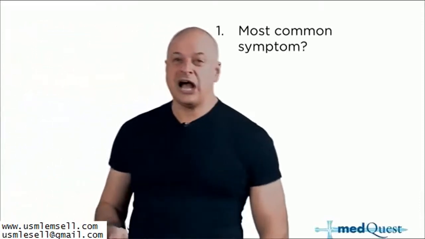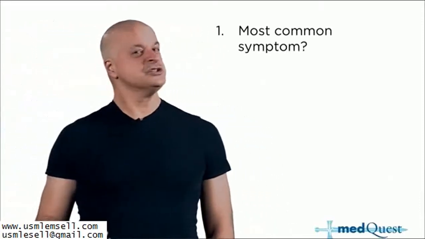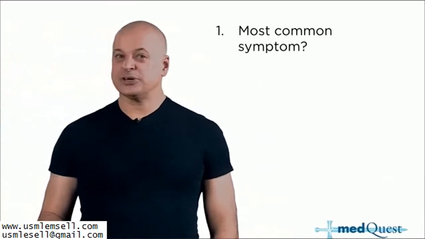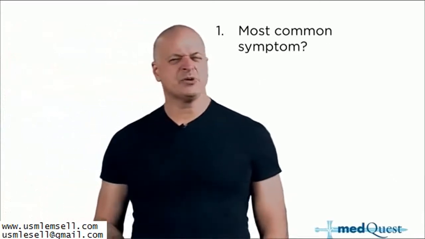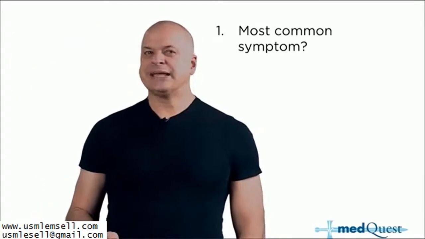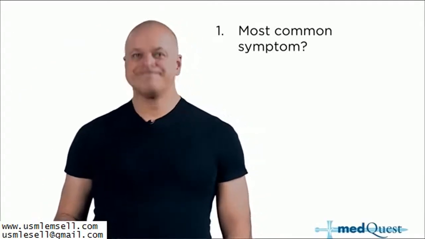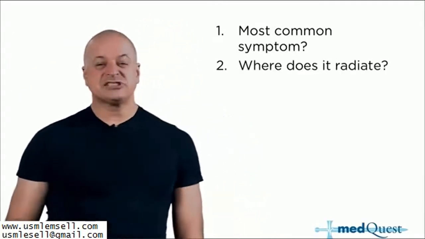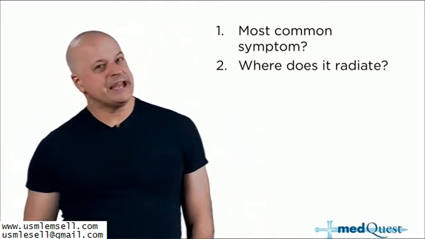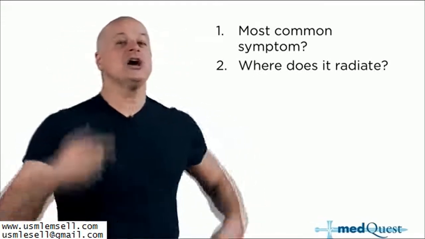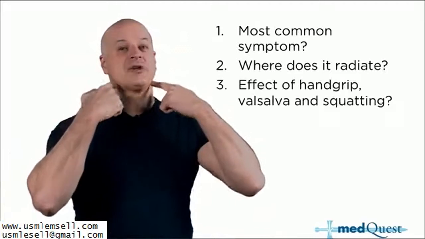Okay, now the most common symptom of aortic stenosis? HOCM is shortness of breath. The most common symptom of aortic stenosis, it's actually angina, chest pain. That's the most common. And it radiates, aortic stenosis radiates to the carotids. It radiates up to the carotids.